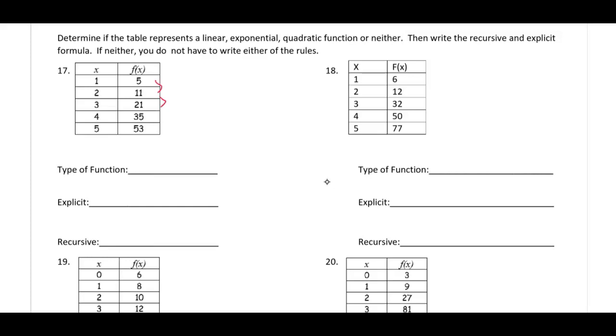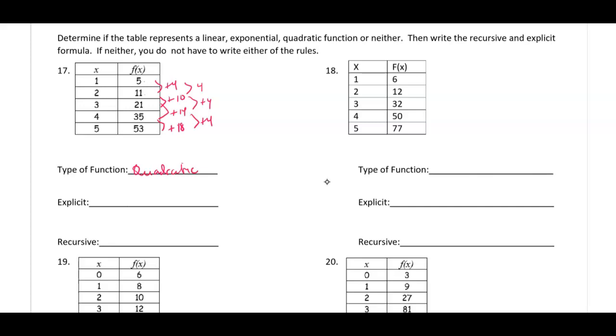So here, if I look, what is happening here? I'm going up 4. Here I went up 10. Here I went up 14. Here I went up 18. Is that a common ratio? No, it's not a common difference. What it is, it's a second difference, because the difference here is up 4, up 4, up 4. And if it has a common second difference, it tells you it's quadratic.